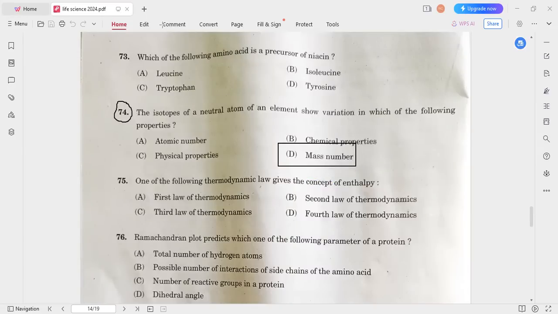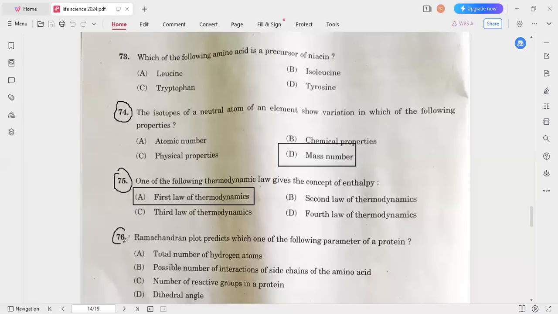Okay. So now move to the next question, that is question number 75. Which of the following thermodynamic laws gives the concept of enthalpy? The concept of enthalpy is explained in the first law of thermodynamics. The first law of thermodynamics states the conservation of energy, that is energy can neither be created nor be destroyed. It can be changed from one form into another form. The second law of thermodynamics explains entropy. But the concept of enthalpy is followed by the first law of thermodynamics. So option A is the correct answer for question number 75.